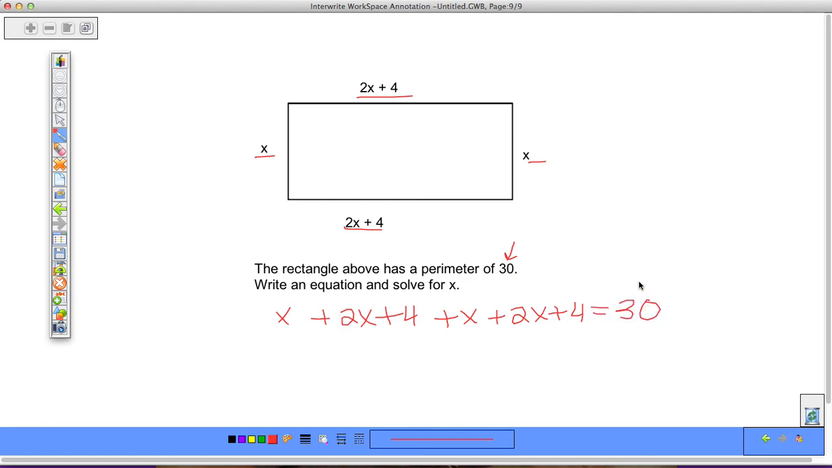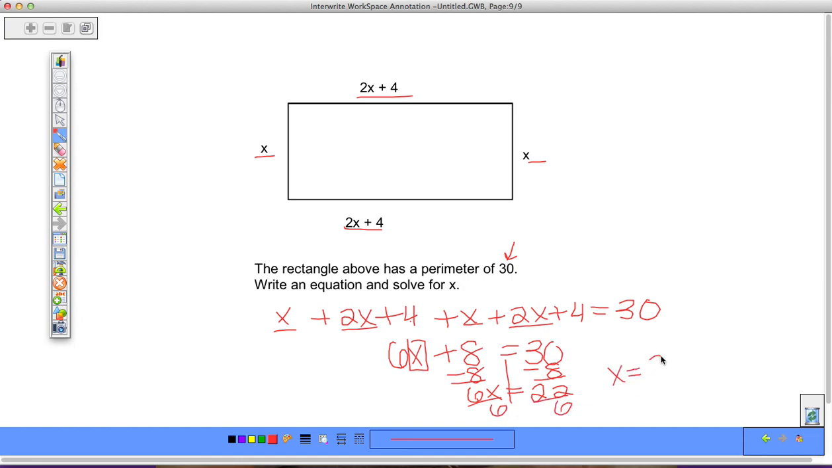We know how to solve for x from here. I have x, 2x, x, and 2x. That makes 6x total. I have 4 and 4, which is 8. I want x by itself, so we're going to subtract 8 from both sides. And we have 6x equals 22. And then from here, I'm going to divide by 6. It's okay to get a fraction. I just want you to simplify it, which would be 11 over 3.